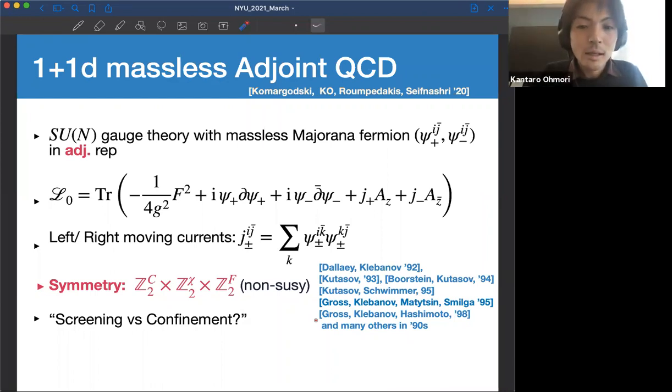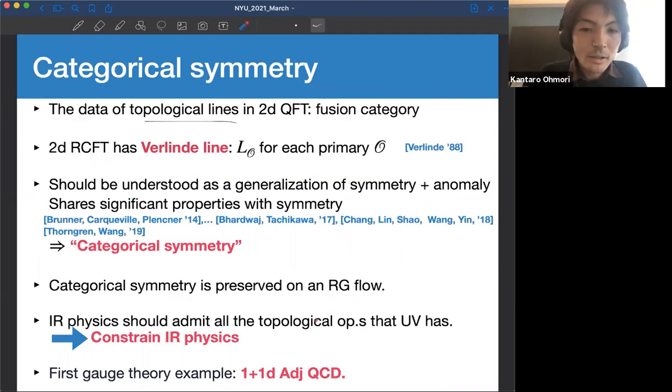Okay, so why should this be a category? I think the Moore-Seiberg paper essentially captures all the necessary things. However, it's not written in the language of category, including the F symbol. So why do we need a fusion category?